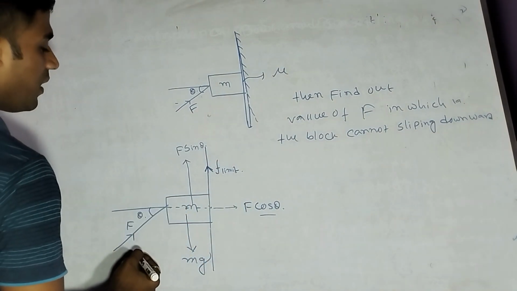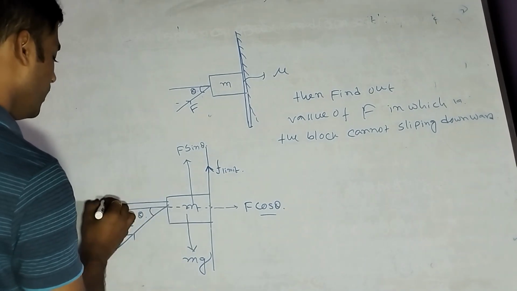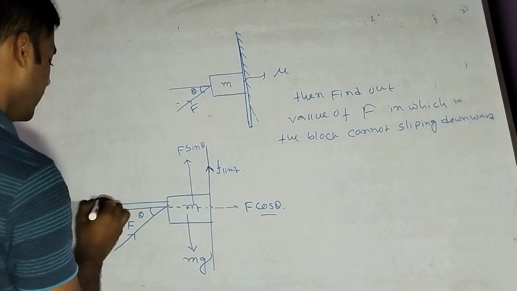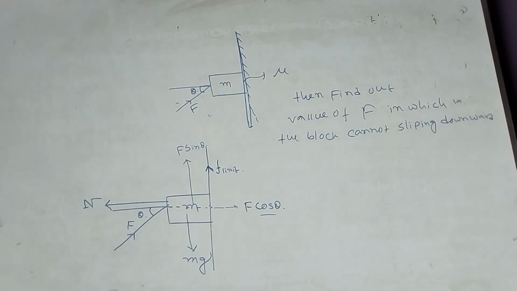And the normal reaction, N, is applied on the body. This is the normal reaction. This is a free body diagram, FBD.